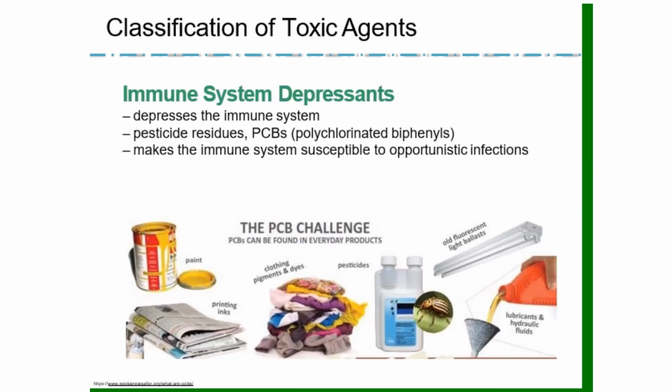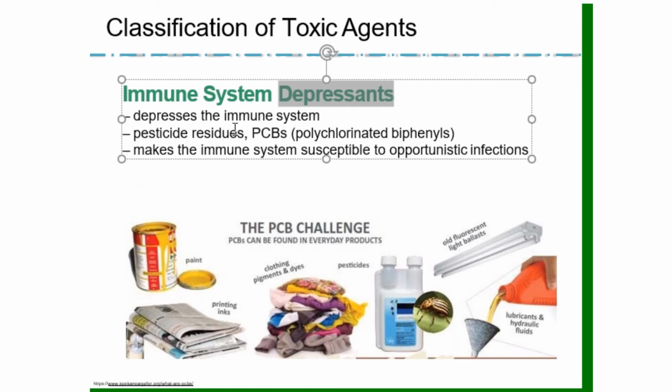Okay. Another one, we have immune system depressant or ISD. So if allergens activate the immune system, in this case, from the word itself, depressant, it suppresses the immune system. So it does not activate your immune system, rather it depresses, it suppresses your immune response. So therefore we could say that the immune cells in your immune system could no longer function naturally. It makes the immune system susceptible to opportunistic infection since it suppresses the immune responses. So what are the examples?